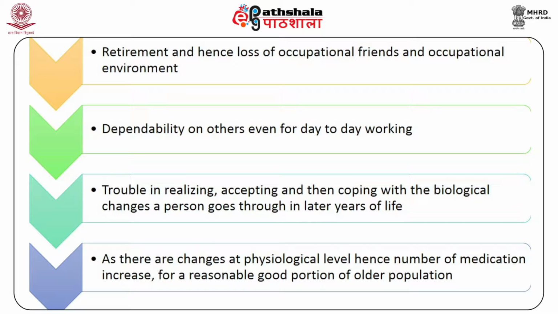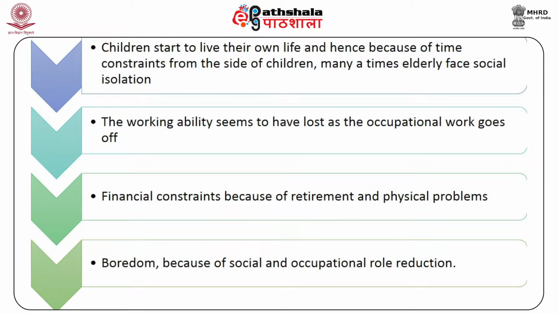As there are changes at physiological level, the number of medications increases for a reasonably good portion of the older population. Children start to live their own life and hence, because of time constraints from the side of children, many a time elderly face social isolation. The working ability seems to be lost as the occupational work goes off. Financial constraints because of retirement and physical problems. Boredom because of social and occupational role reduction.